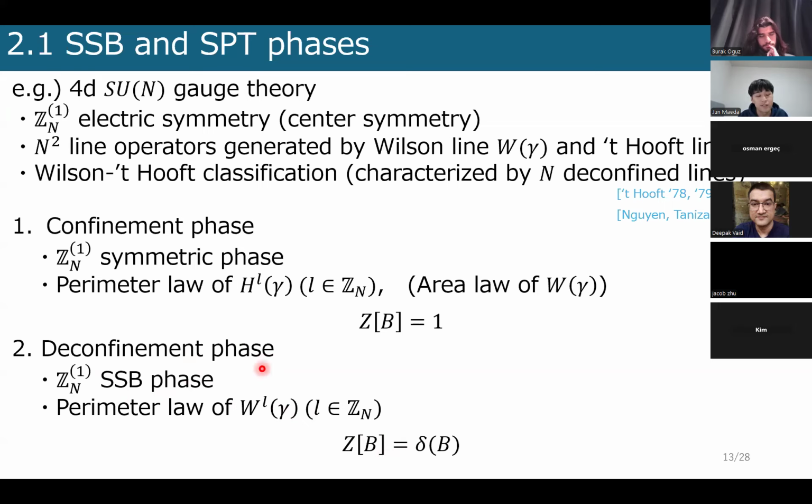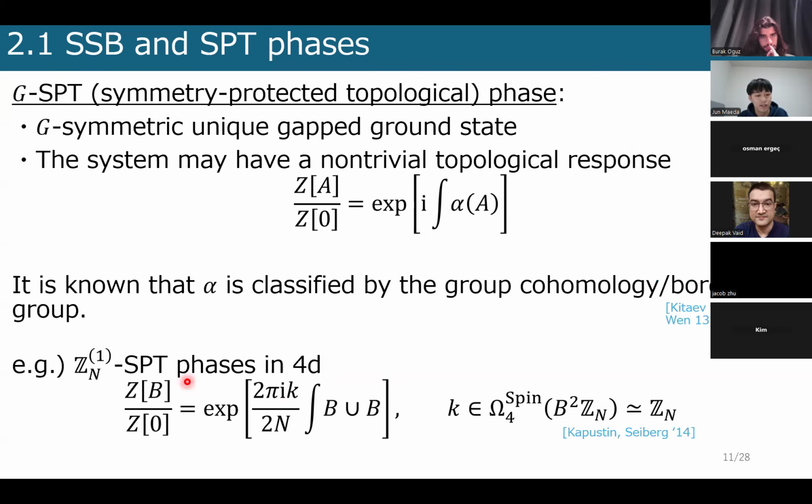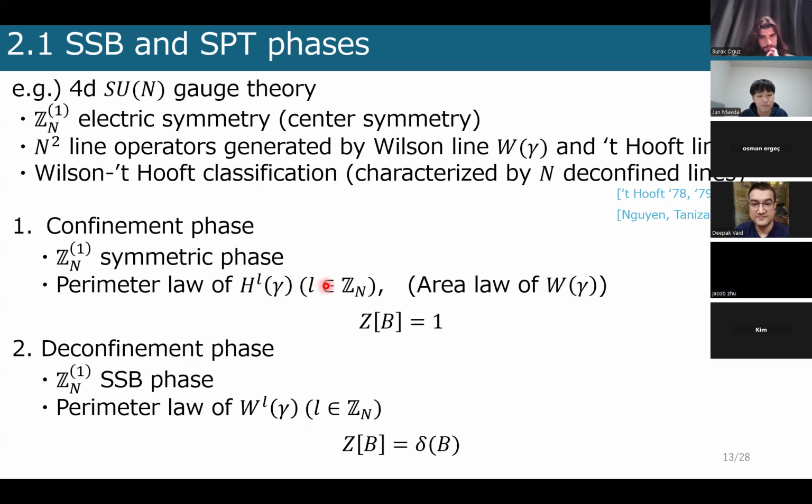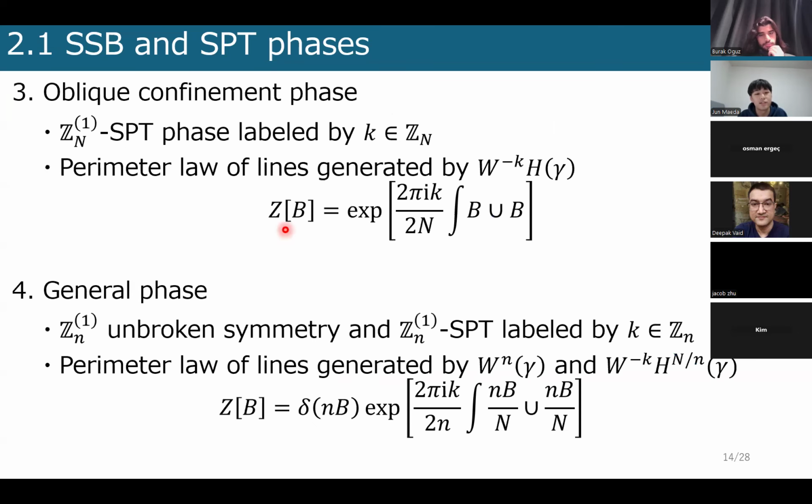Okay, so these are the fundamental gapped phases for the SU(N) theory, but we can consider more general gapped phases because, as I explained here, there are SPT phases in 4D protected by the one-form symmetry, so we can consider such phases in the case of 4D SU(N) theory. And such phases are called oblique confinement phases.